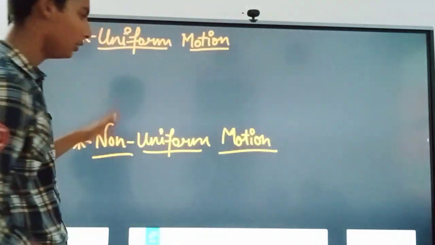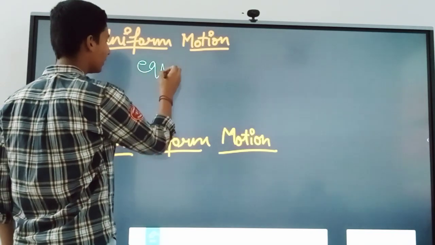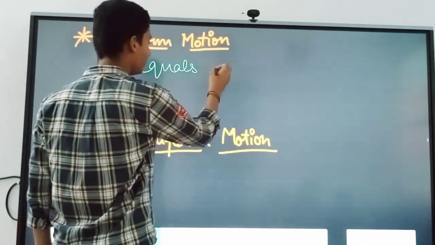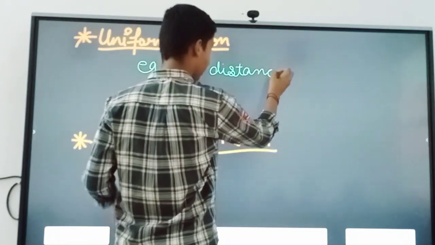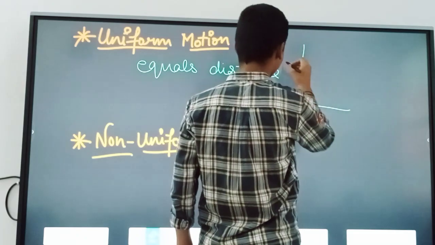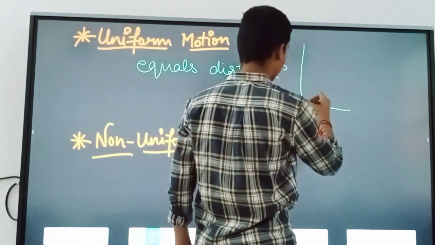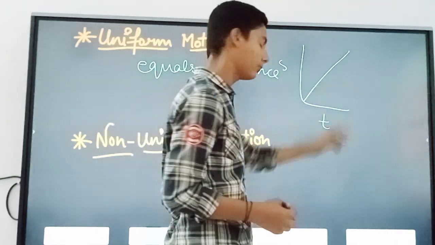The next is uniform motion. When an object covers equal distances in equal intervals of time, that motion is said to be uniform motion. Its graph is straight as it covers equal distances in equal intervals of time.